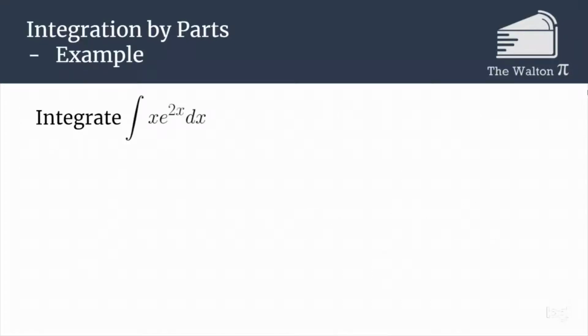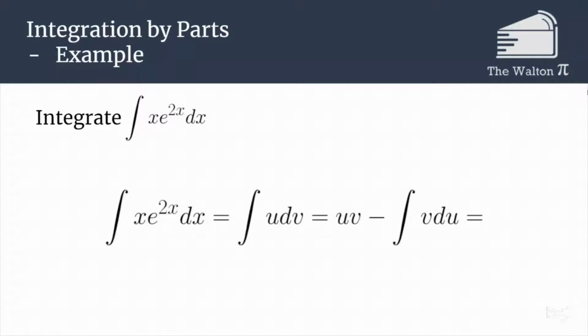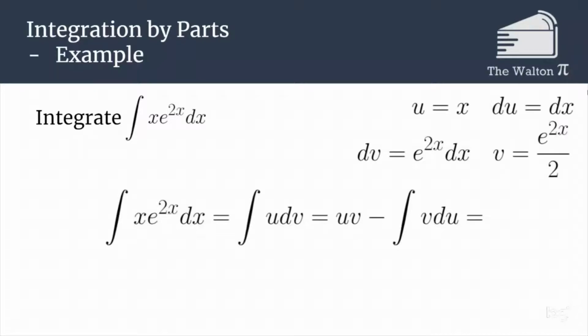For example, if we were asked to integrate x e to the 2x, we can write this as the integral of u dv, and then it's going to be equal to uv minus the integral of v du. In this case, we have to decide what we want to be u and what's going to be dv. If we make u equal to x and dv be e to the 2x dx, then that tells us that du is just dx, and v is going to be e to the 2x over 2.